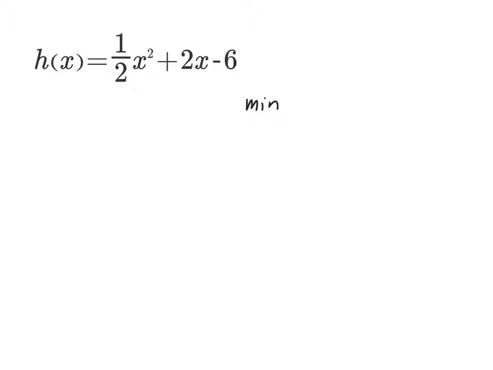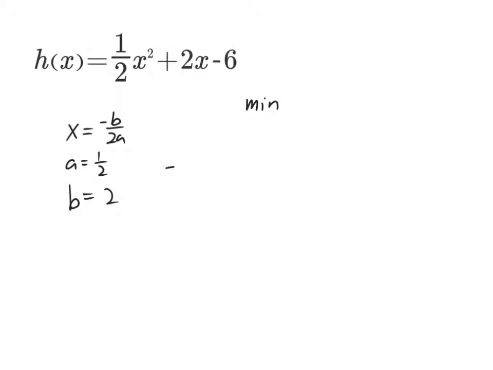In order to find my minimum value, I can either complete the square and find where the vertex is, or I can use the fact that I know that x equals negative b over 2a is where the minimum value is going to happen. Here, my a is 1/2. That comes from the leading coefficient. B is going to be 2. That comes from this guy right here.